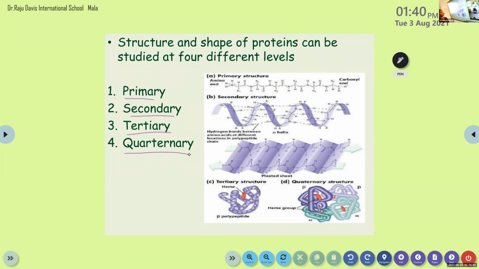The structure and shape of proteins can be studied at four different levels. The first one is primary, next is secondary, then tertiary, and the fourth one is quaternary.